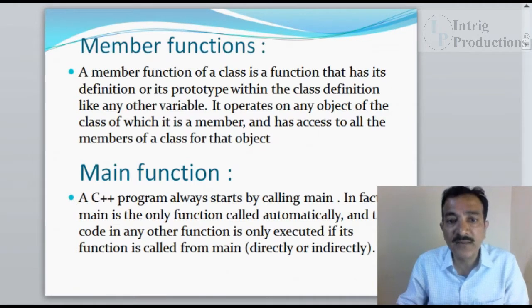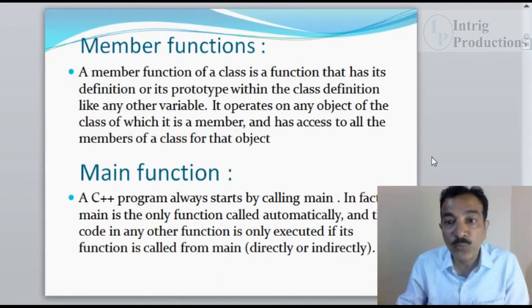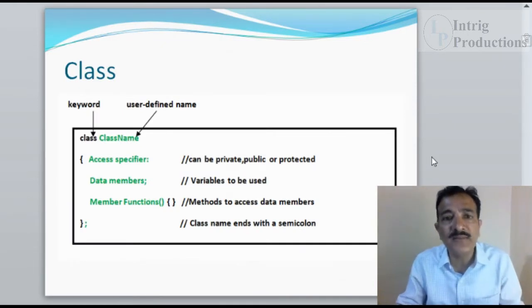So here is a typical definition of a member function and a main function. A member function of a class is a function that has its definition or its prototype within the class definition, like any other variable. It operates on any object of the class of which it is a member and has access to all the members of the class for that object. So this member function will have access to all the data members of that particular class.